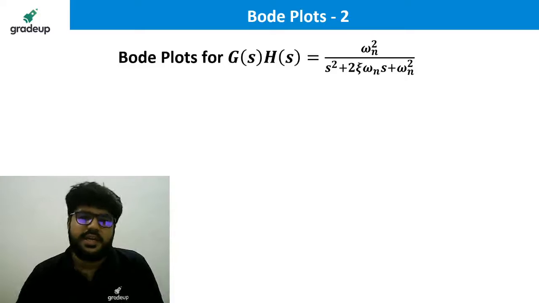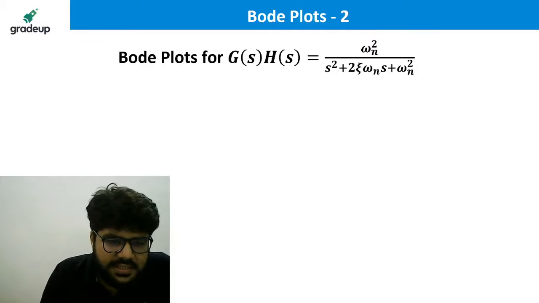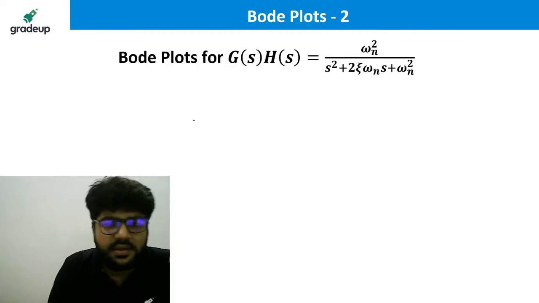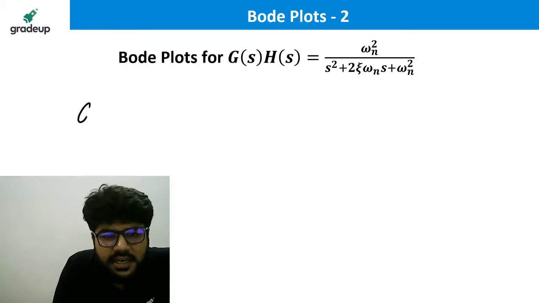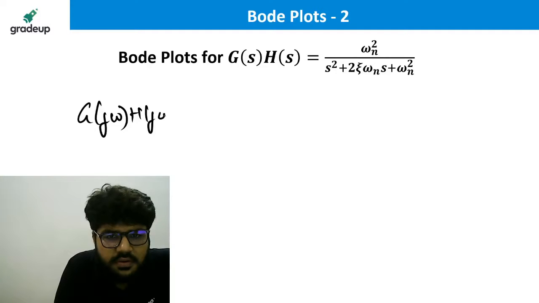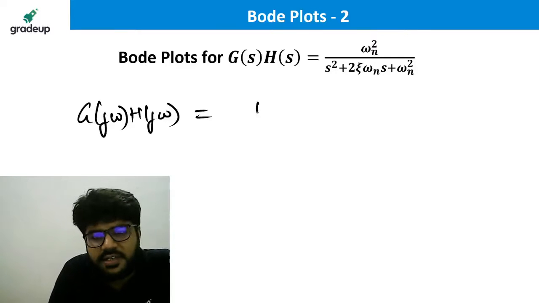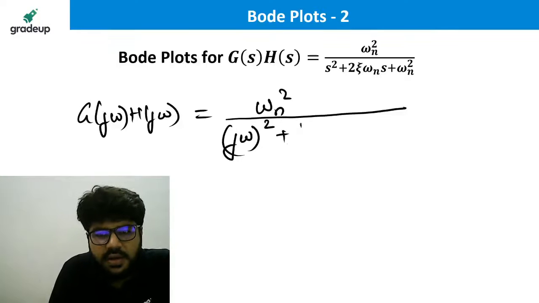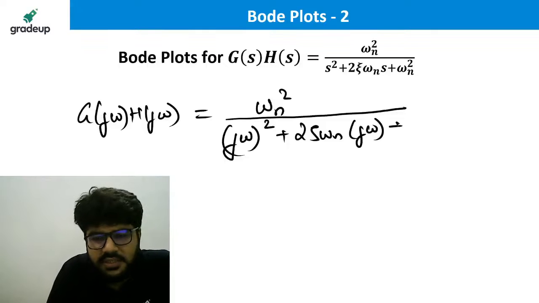Okay, let's go. The last one, quickly. G(s)H(s), this is also very simple. G(s)H(s) equals omega n square upon s square plus 2 zeta omega n s plus omega n square. For this, let us first write down the G(j omega)H(j omega) function as omega n square divided by (j omega) whole square plus 2 zeta omega n (j omega) plus omega n square.